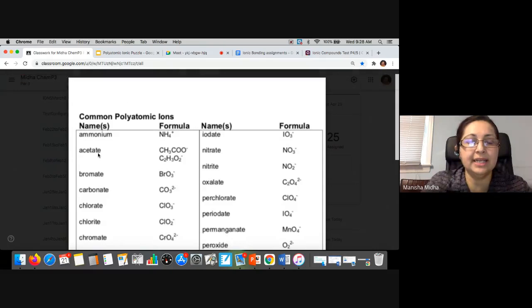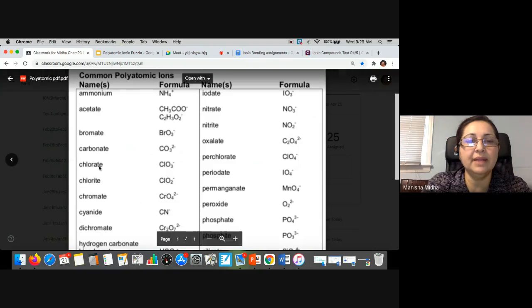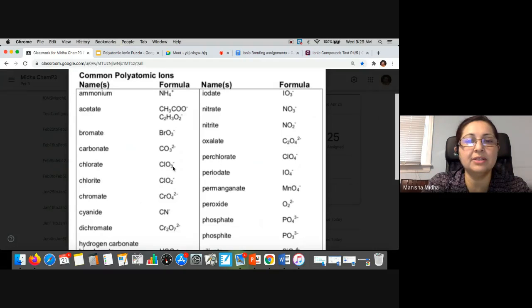So acetate, and you will also notice that they have a specific ending. Either they end with ate or ite. Ite is like a bite. I took a bite of an apple. Ate is like I'm done eating my apple. So when I took a bite, the number of oxygens is less, just 2 oxygens. And here, when I ate everything, the number of oxygens has increased. It has 1 extra oxygen. Now we have 3 oxygens.